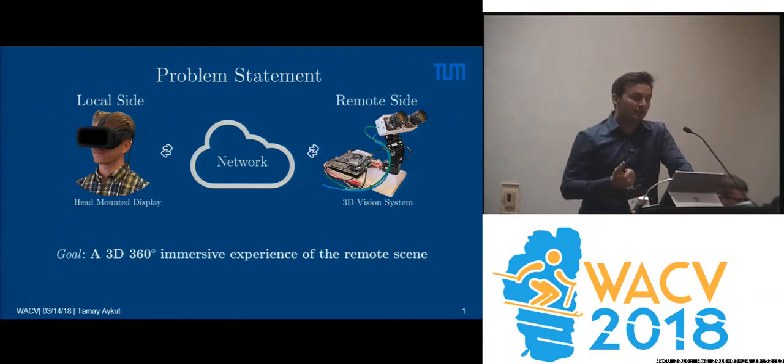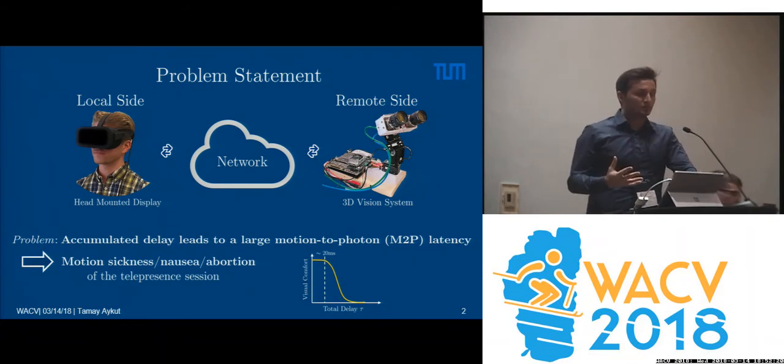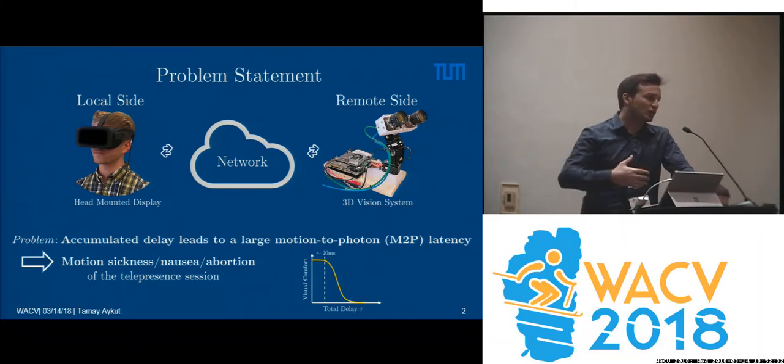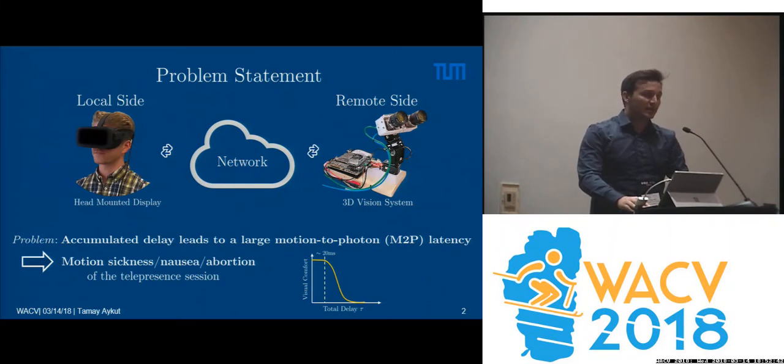Such a system has many benefits. It's low cost, lean and real-time capable, but it comes with a really big disadvantage. And this arises from the total delay which occurs in such a system. The accumulated delay leads to a so-called large motion-to-photon latency. This latency describes the time needed to reflect the user's head motion onto the display. And if this latency is too large, the user will experience visual discomfort, and this will lead to motion sickness, and in the worst case, it can lead to the termination of that telepresence session.